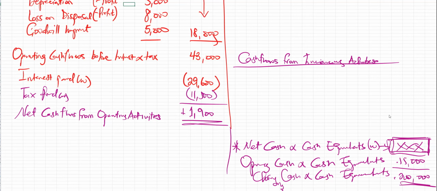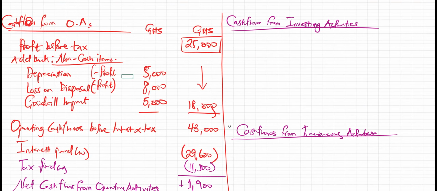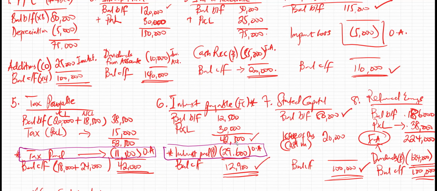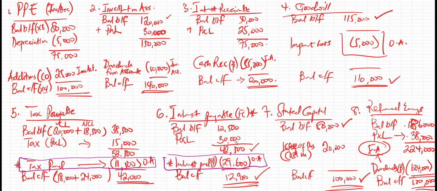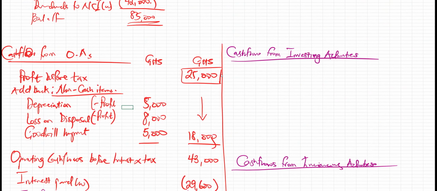This is a serious one. Me, exam tactician, exam surgeon. The paper is my operating table. Now that we've done all the workings, we pick, we act, we point, we kill. Investment in associate is an investment, right? Dividend from associate, investing activity. How much did we receive?